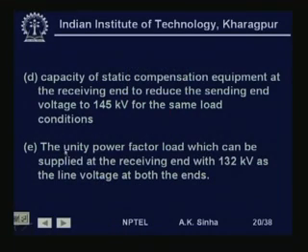Also, we need to find the unity power factor load which can be supplied at the receiving end with 132 kV as the line voltage at both the ends. Now, if we want to keep the voltage at both the ends at 132 kV, then what is the amount of unity power factor load, that is purely resistive load, which can be supplied by this transmission line.